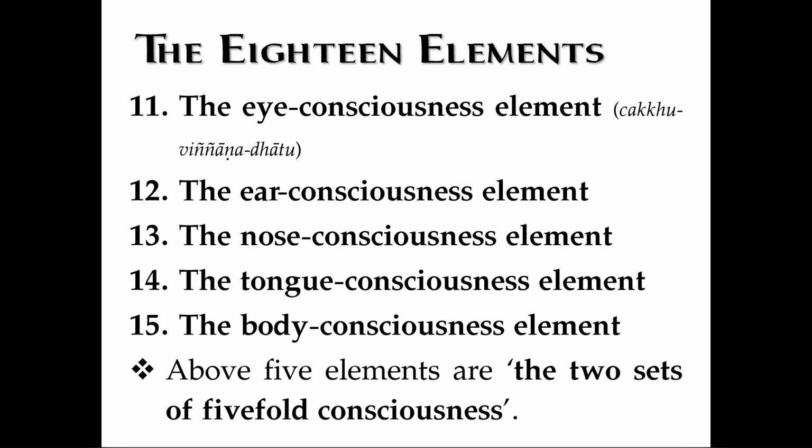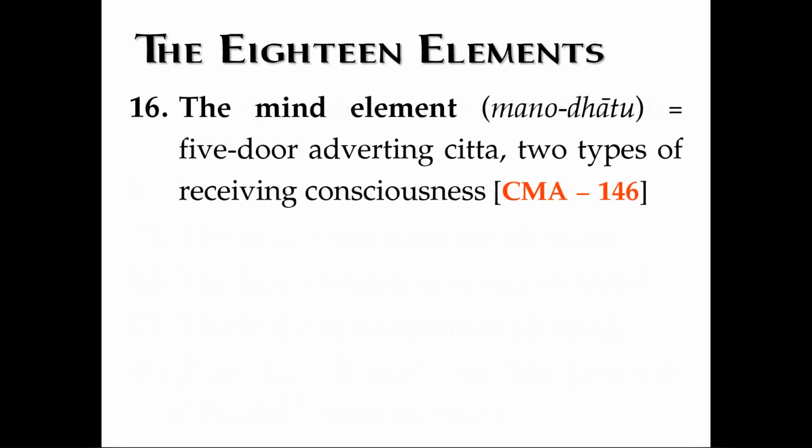So here, 11 to 15 are 2 sets of consciousness. This is consciousness. Then 16, the mind element, manodhatu, the 5-door adverting, and 2 types of receiving consciousness. These 3 are embodying the rising of mind in the 5 doors. For that reason, they are called manodhatu, the mind element. These 3 cetasikas are embodying the rising of the mind. It's called the mind element, manodhatu. Regarding the mind element, you can see it comprehensively in your Abhidhamma, 146.